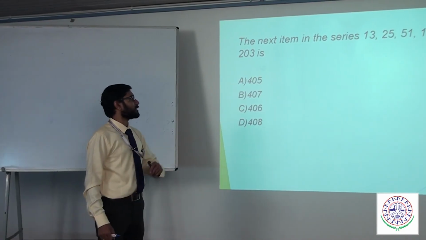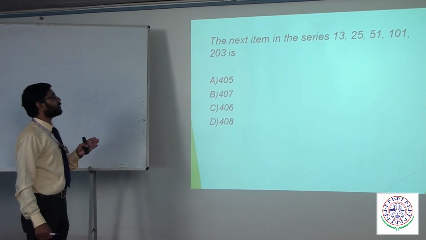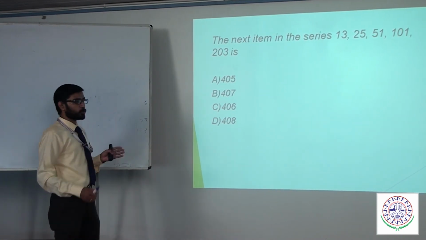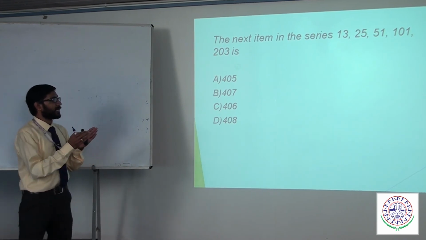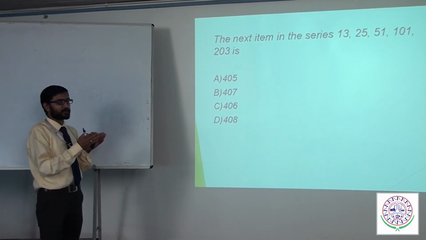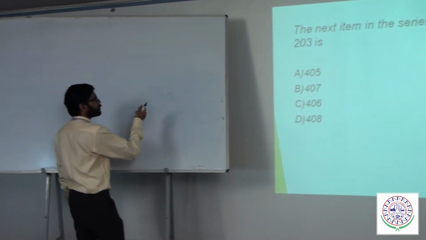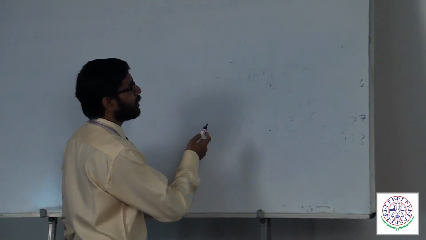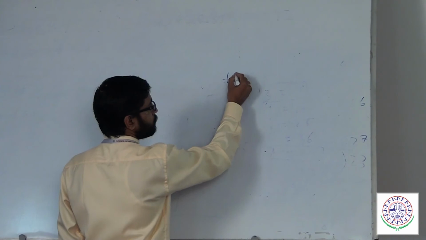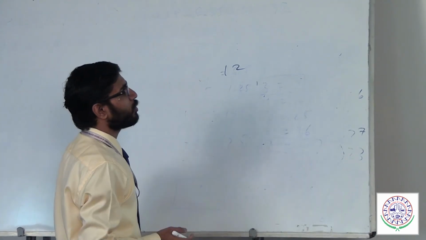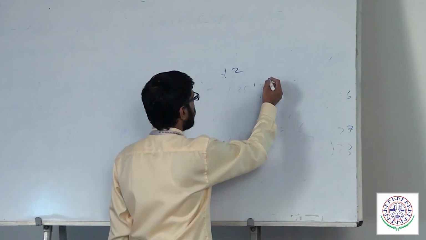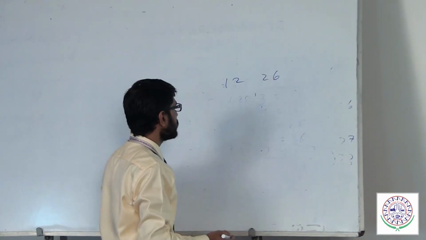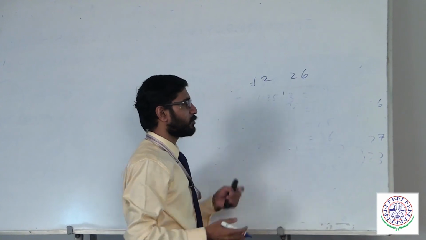So the next question is based on this series: 13, 25, 51, 101, 203. Usually when we get questions on a series, we always try to take the difference or add some value. If you take the difference of 25 and 13, you get 12. And if you take the difference of 25 and 51, it will be 26. So there is no proper relation with these differences.